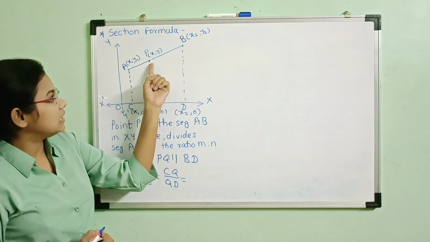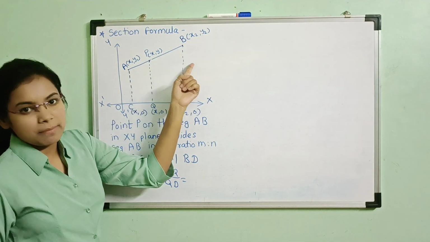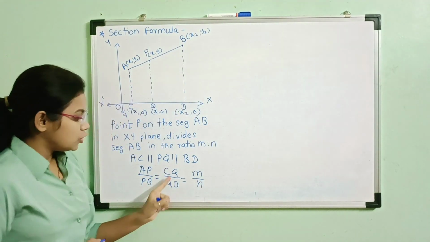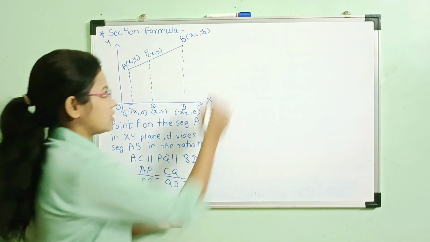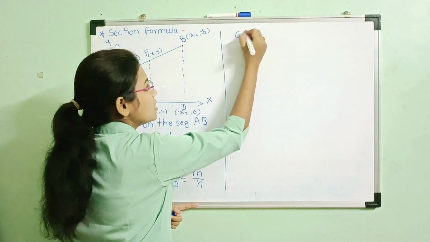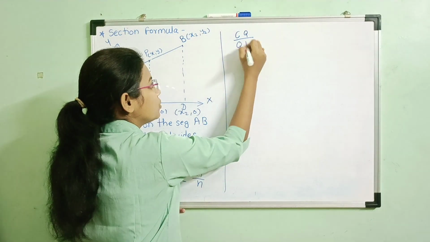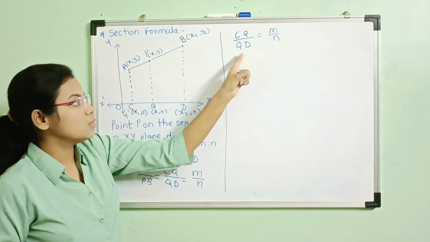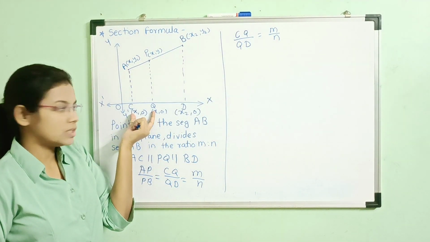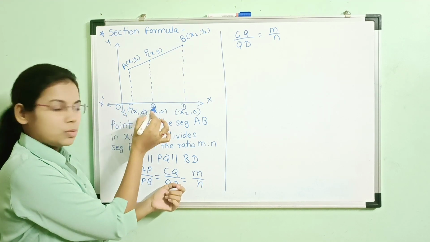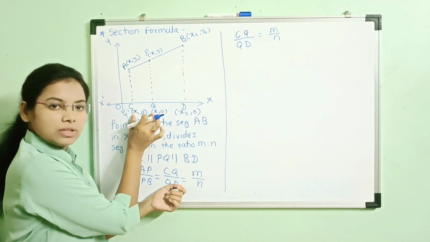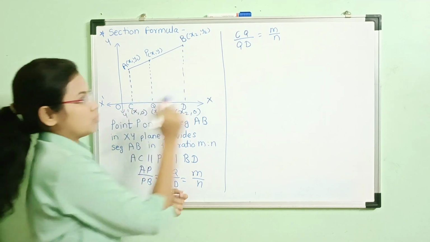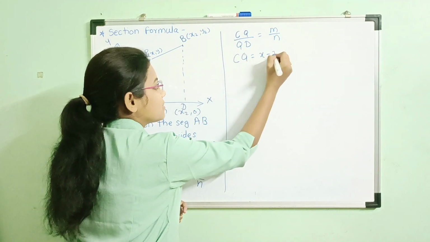And we know that P divides line segment AB in the ratio m:n, meaning the value of AP by PB will be equal to m by n. Then you can consider one of these two ratios, meaning you can consider CQ by QD equal to m by n. Now we are going to calculate the values of CQ and QD. What will be the value of CQ here? The whole distance OQ minus OC will be equal to the distance CQ, meaning x minus x1 is the value of CQ. What is the value of CQ here? x minus x1.